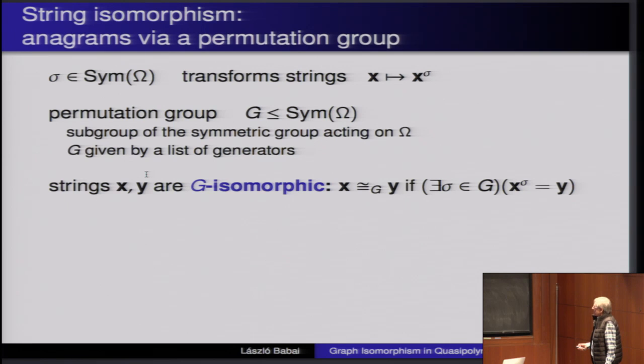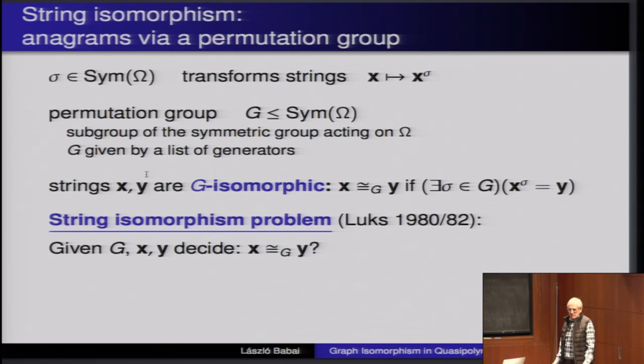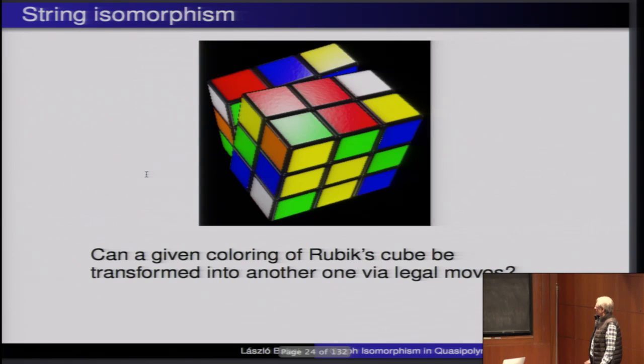And then I say that two strings are isomorphic under the action of this group if there is an element in the group that transforms one of them into the other, and the string isomorphism problem is to decide whether or not this is the case, given three pieces of input. One is the permutation group and two strings. That problem was defined by Luks in his seminal paper in 1980, or 82, depending on whether you look at the conference version or the journal version. And Luks also immediately made profound applications of that to the graph isomorphism problem.